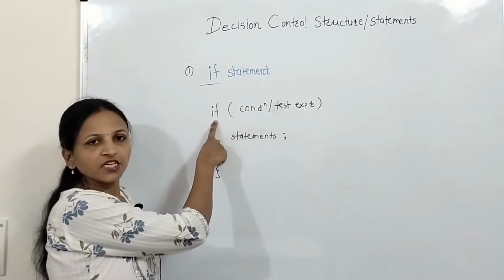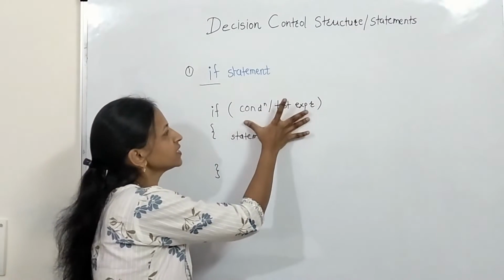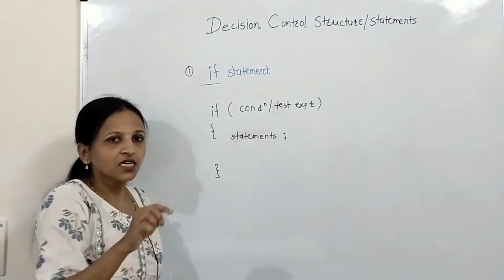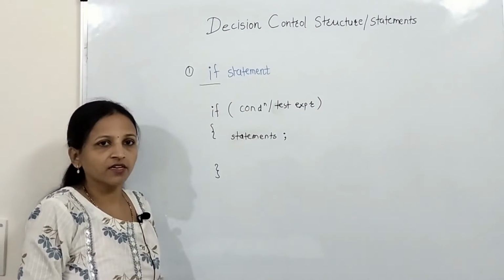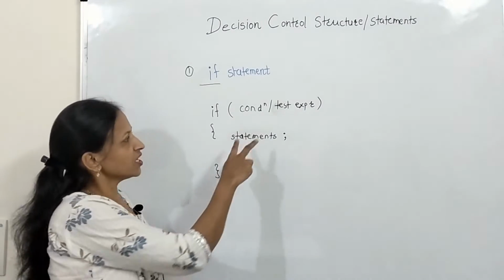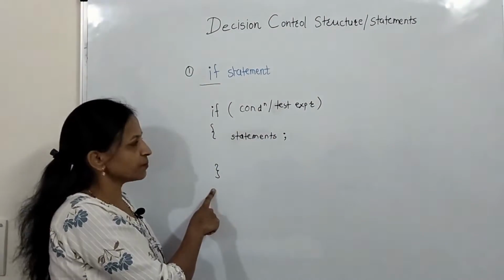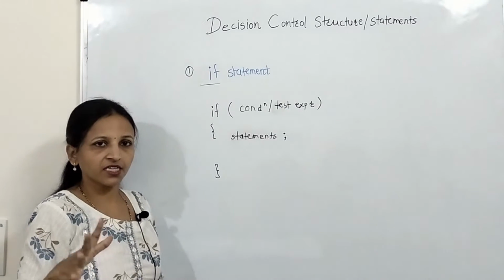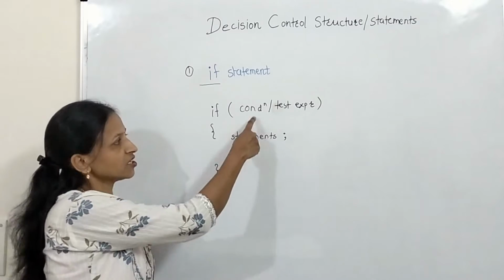Here we have written the if keyword. After that, just place parenthesis. Inside that we have to place the condition. Normally it is a logical condition, or any expression also you can put. After that, opening brace and closing brace, and inside that we can write any number of statements that we want to execute if that condition is true.